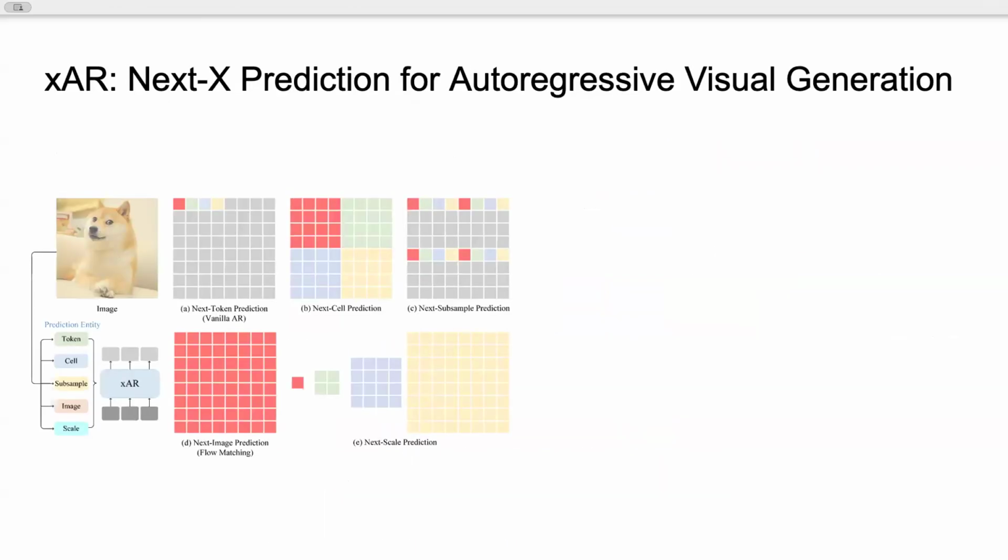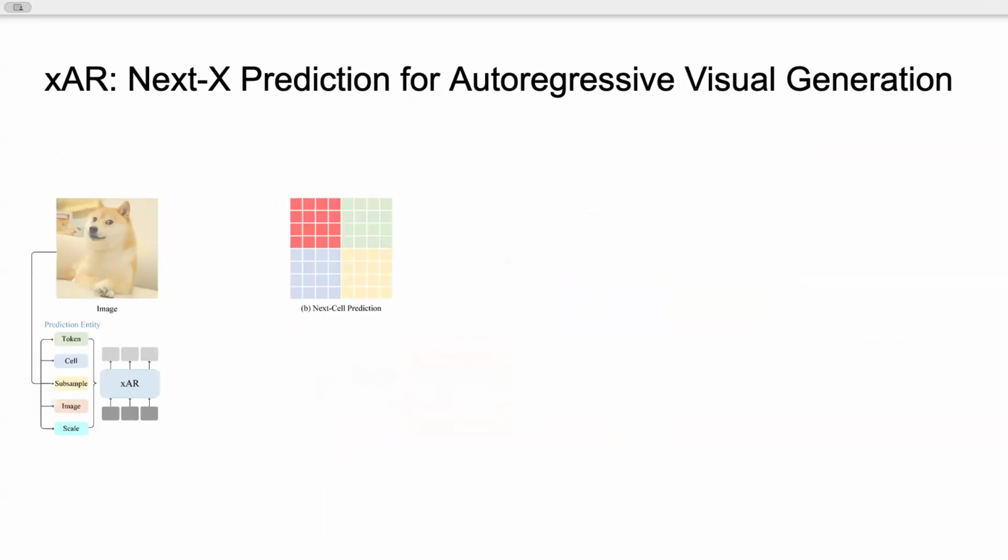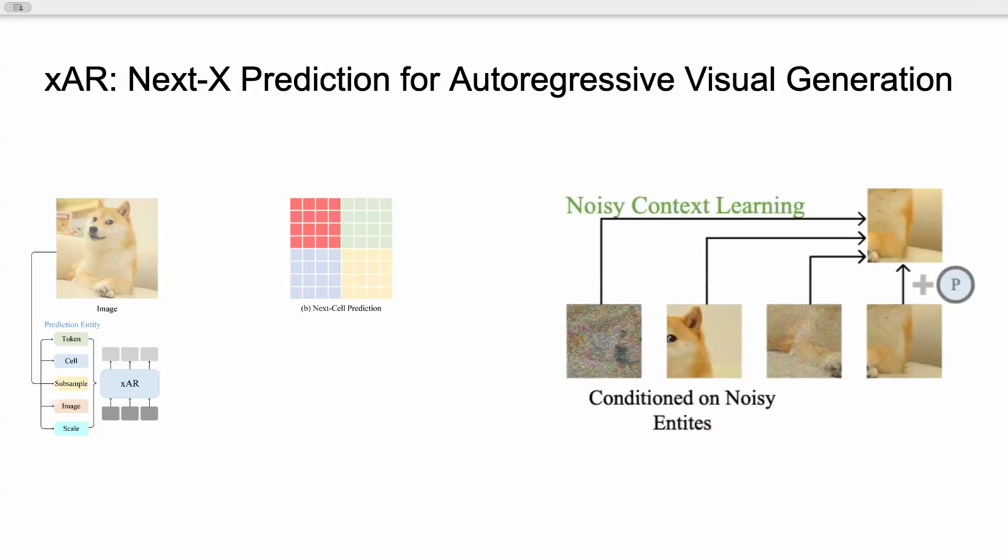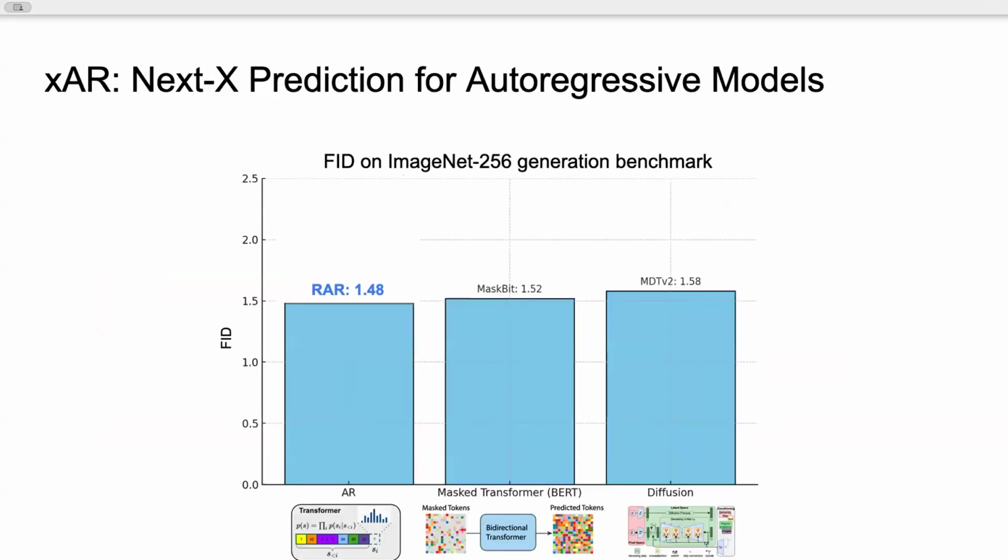To summarize, in XAR we have played with multiple types of prediction entities, and it turns out that the cell is a good prediction entity. It provides one advantage: denser information compared to a single token. We also propose noisy context learning to mitigate exposure bias. It is a very simple approach: just add a little bit of noise to previous tokens as conditions. With these 2 simple tricks, XAR further pushes the boundaries of autoregressive models.